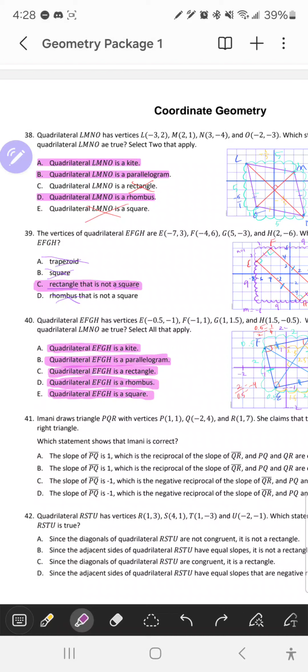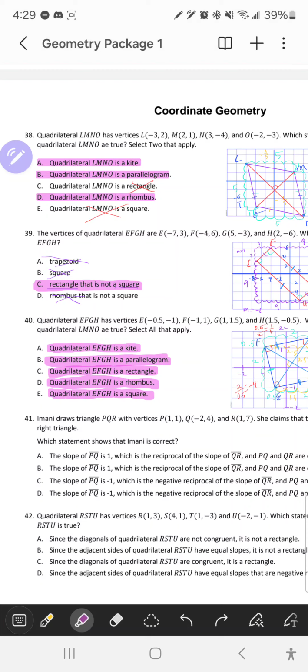It doesn't mean that if this figure is a rhombus, it cannot be anything else. No, it could even be a square, since the requirement for a rhombus is that all the sides are equal. So the requirement for a square is that all sides are equal plus more. So it fulfills all the requirements for a rhombus.